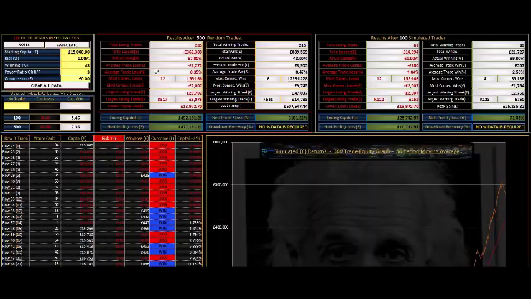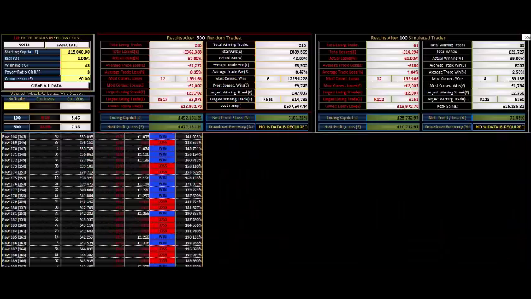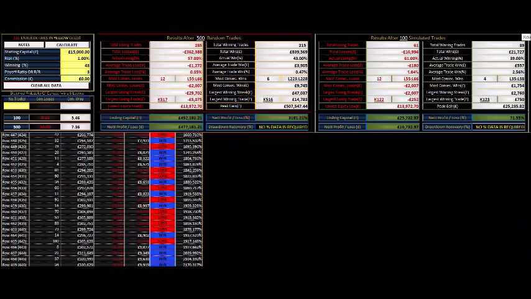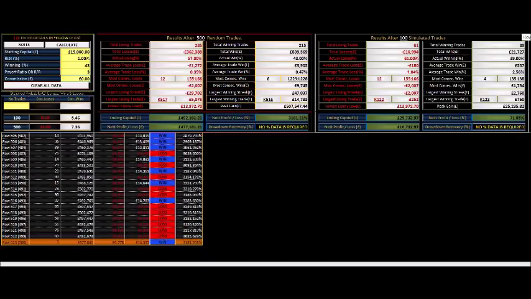So if I click calculate, what you see, it will run a simulation for 500 trades. And what you see here is actually each individual simulated trade. So there's trade 1 in the brackets. It tells you what the trade number is. So 1, 2, 3, 4, 5, 6, 7. It will go all the way down to 500, which you can see here.